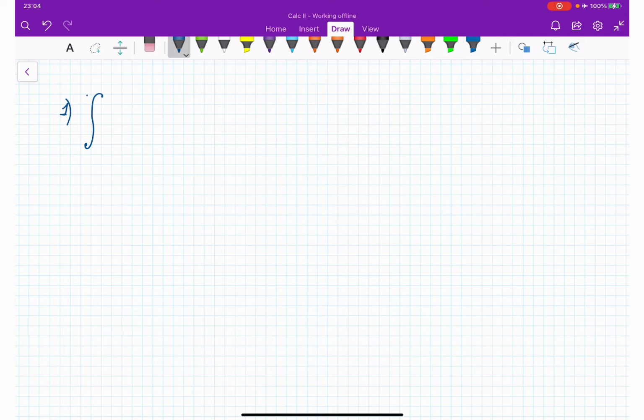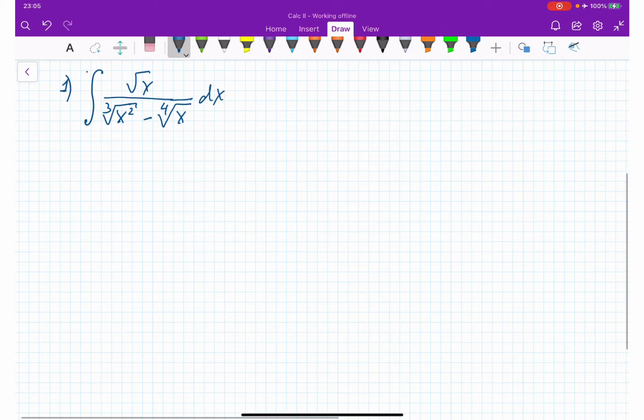We have the integral of square root of x over the cubic radical of x squared minus the radical of degree 4 of x, dx. All right, so let's see, what do we have? x to the power 2/3 in the denominator, and x to the power 1/4, right?